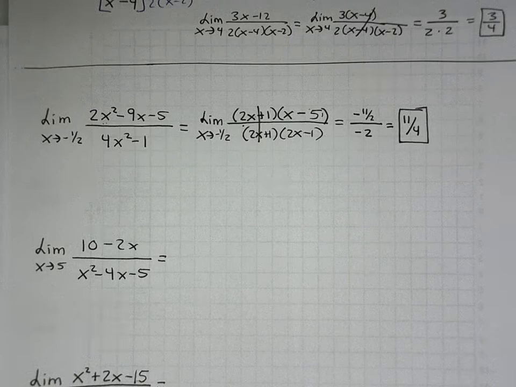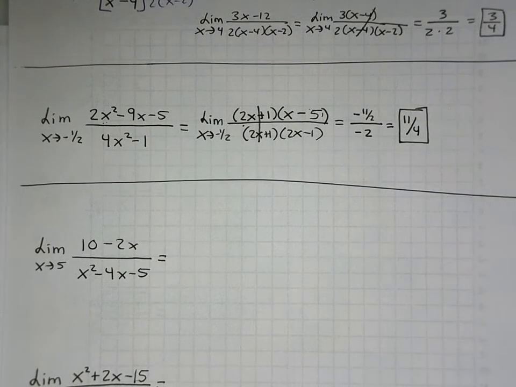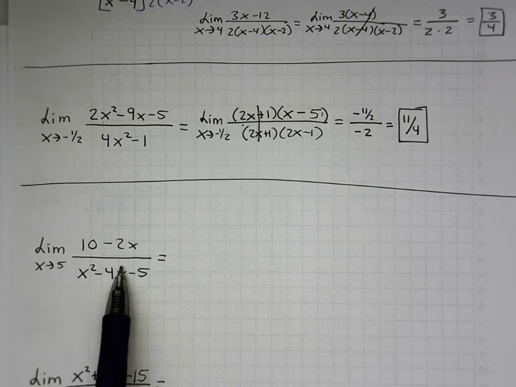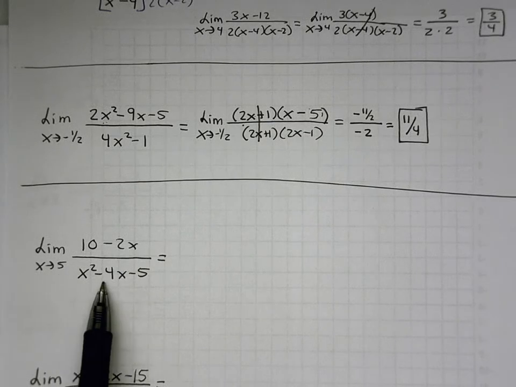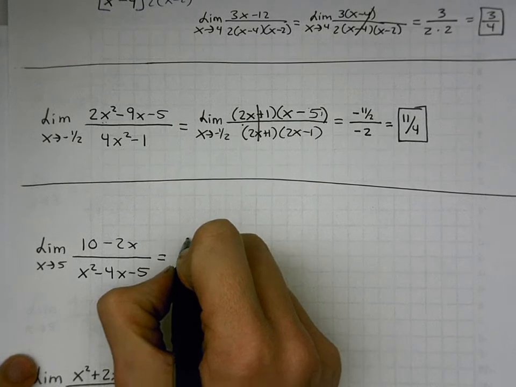Okay, go ahead and pause the video, give that next one a shot, restart it when you are ready. Okay, next one, plugging in our 5, we get 10 minus 10, which is 0, over 25 minus 20 minus 5, which is also 0. 0 over 0 is not a possible answer, so we're factoring.